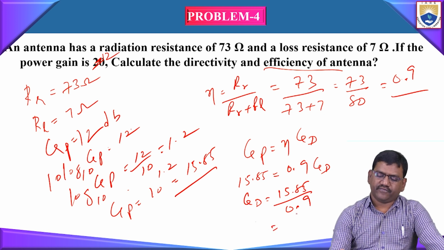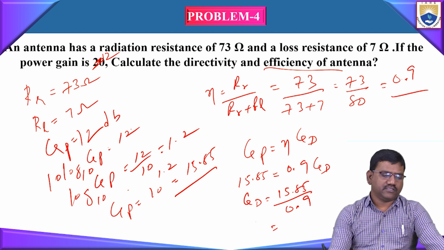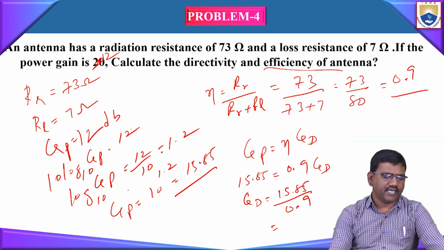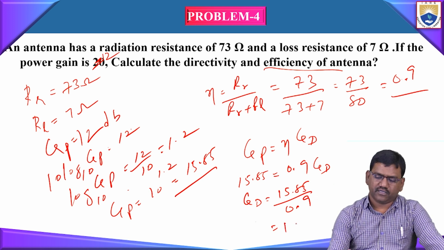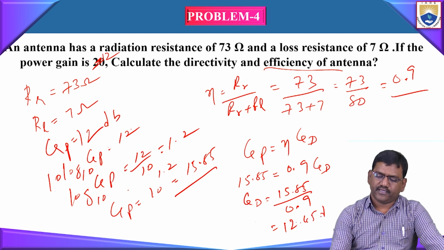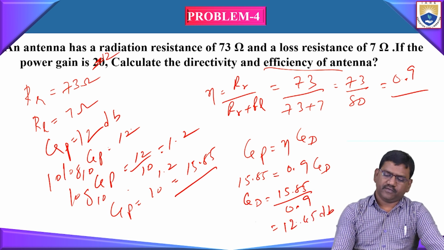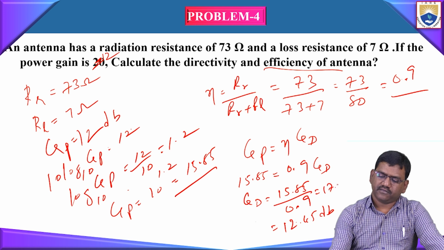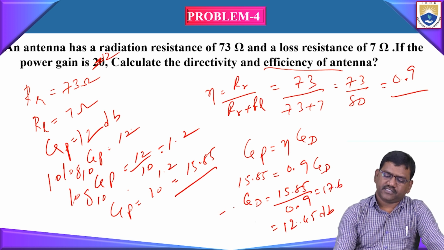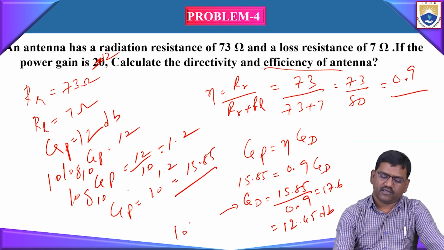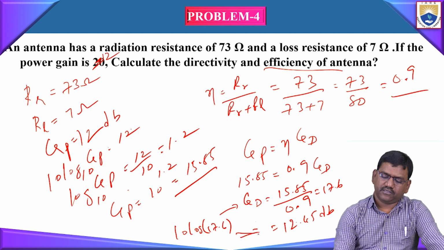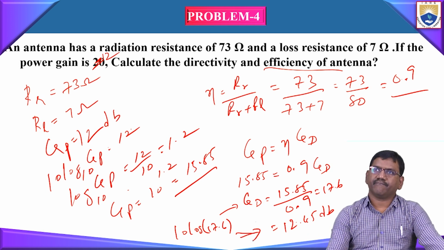If you substitute 15.85 by 0.9, you will get the decimal value of GD equal to 17.6. We need to convert this GD again into the dB value. That is 10 log 17.6, which is equal to 12.45 dB.